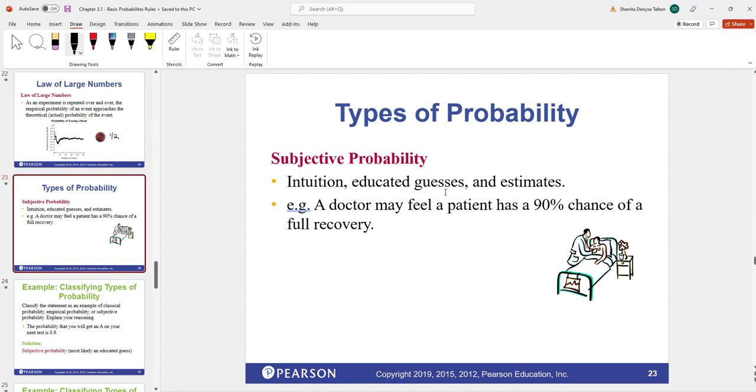Now let's talk about subjective probability. And this is an educated guess or an estimate. A doctor may feel a patient has a 90% chance of full recovery. So this is just his educated guess. He really doesn't know.